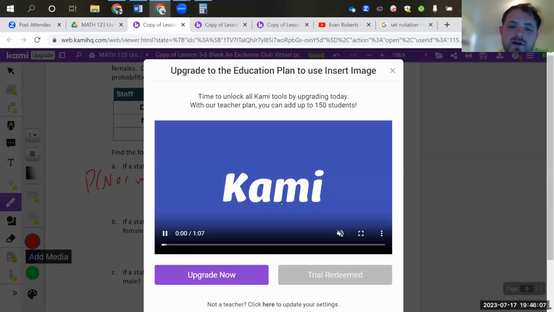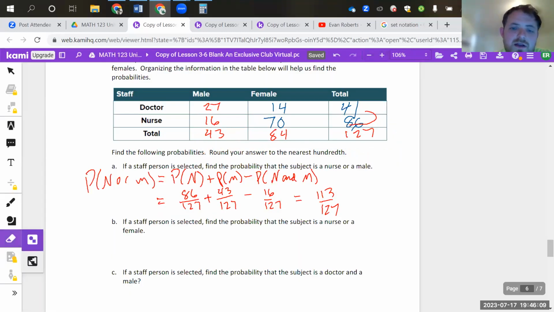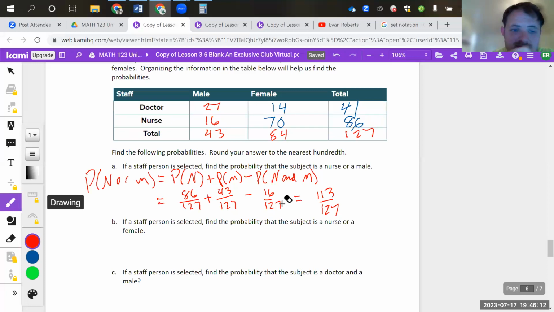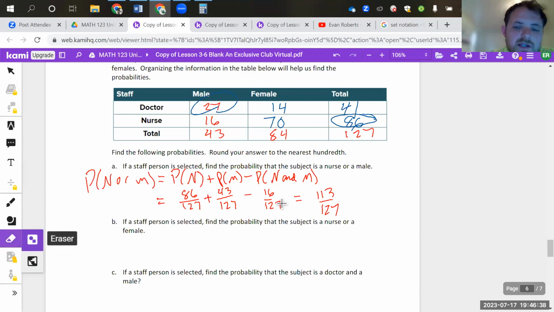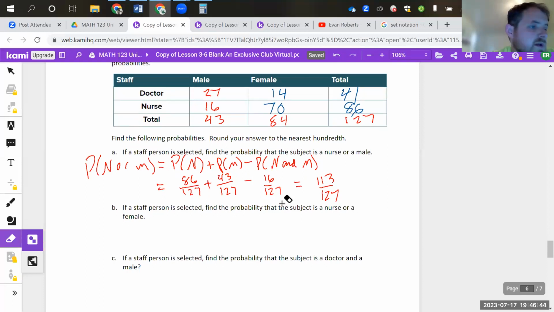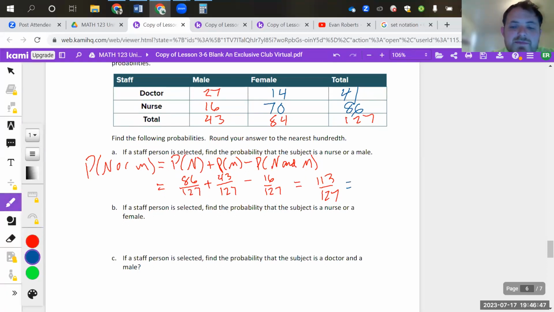So a nurse or a male, if you wanted to do the probability that they were a nurse or a male, you could have done 86 and 27 together. So yeah, there's multiple ways you could do this. I guess you don't have to use this formula. You can think about it logically if that's how your brain works more. If you divide those two numbers, you get 0.89.